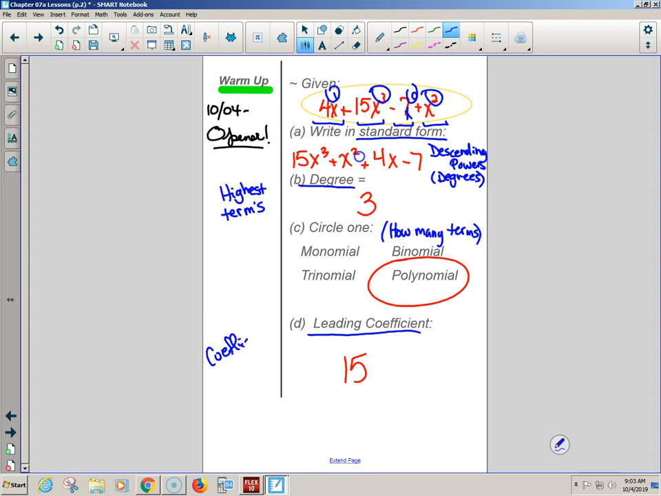Can I take a picture of the homework? Yeah. The star is the one with the highest degree.